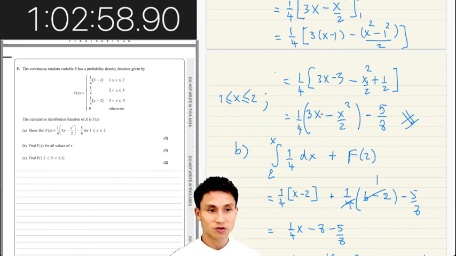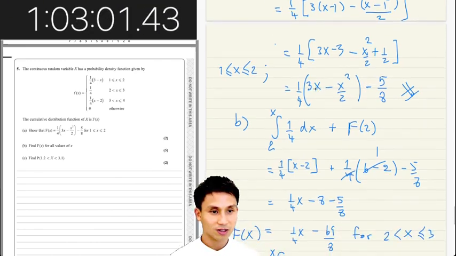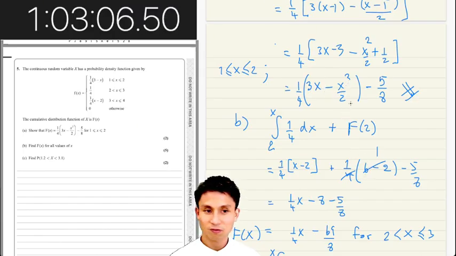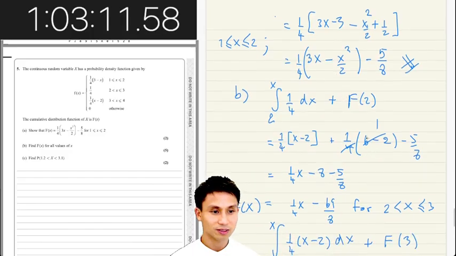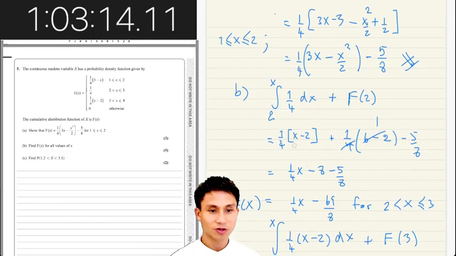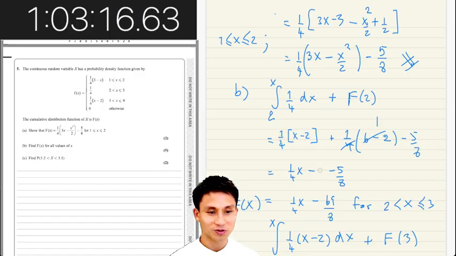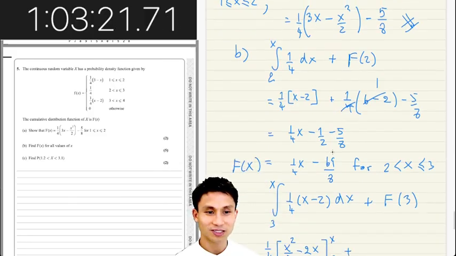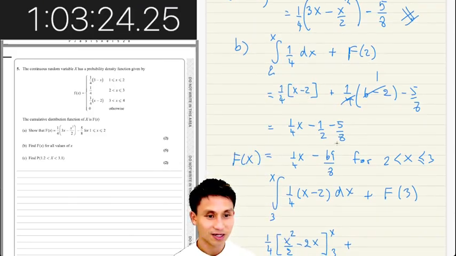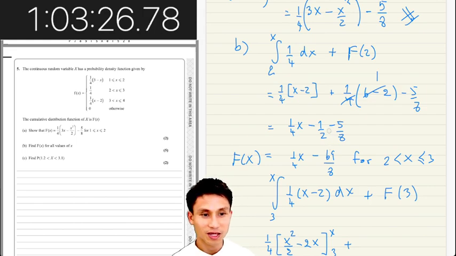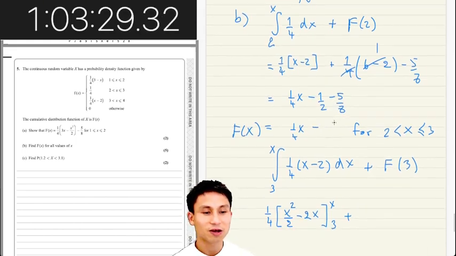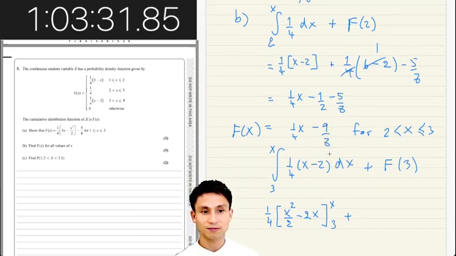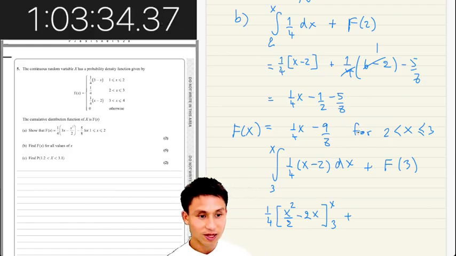Wait, so if I substitute 2 in here, what do I get again? 6 over 2 is 4, 1 over 4 times 4 is 1, so that's 1 minus... Oh no, 1 over 4 times minus 2 is minus 1 over 2. Look at that, that's not good, that's a silly mistake. So that instead would be minus a half minus 5 over 8, which is minus 9 over 8, right? Yeah, I'm happy with that.